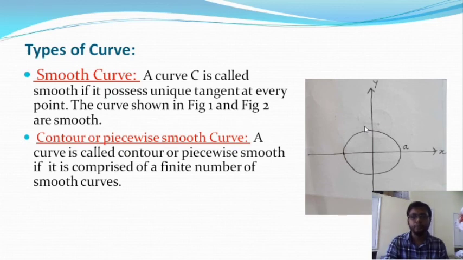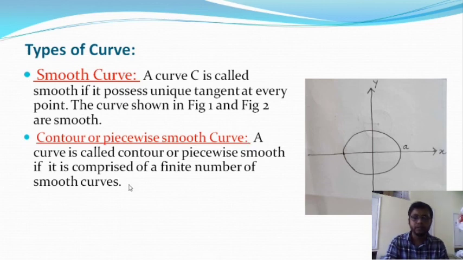So at every point of a hyperbola or ellipse there is a unique tangent. Next we are going to talk about contour or piecewise smooth curve. A curve is called a contour or piecewise smooth if it is composed of a finite number of smooth curves.